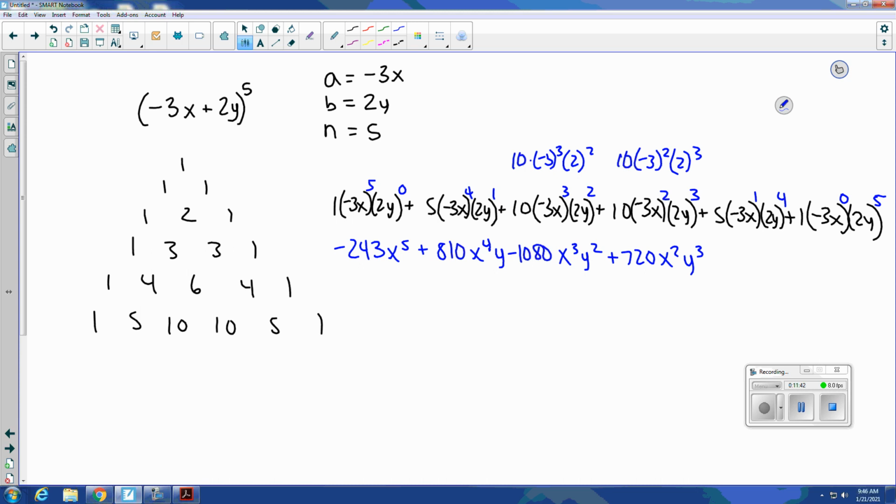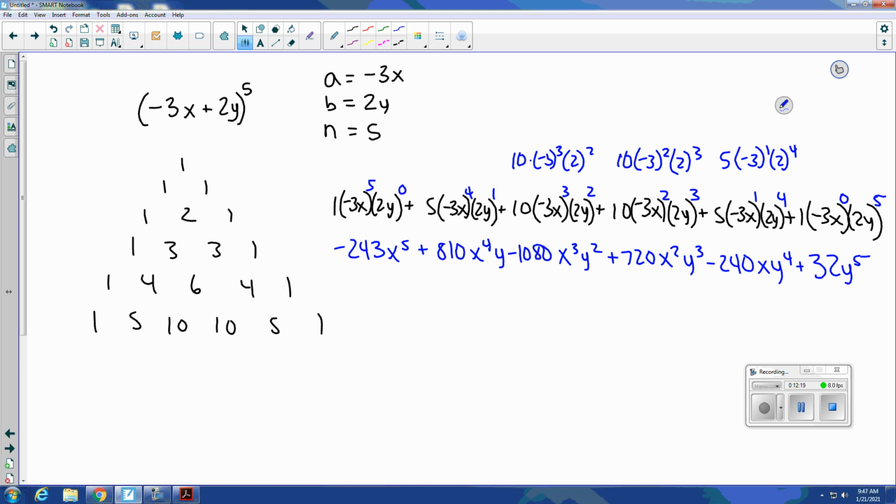The next term, to get the constant, 5 times negative 3 to the first times 2 to the fourth. So 2 to the fourth is 16, times 5 is 80, and then times negative 3 is negative 240. Let's just double check that. Yep, negative 240. And then we have x raised to the power of 1, y raised to the power of 4. And then lastly, anything to the 0 is 1, so the last one not too bad. 2 to the fifth is 32, and then y to the fifth.